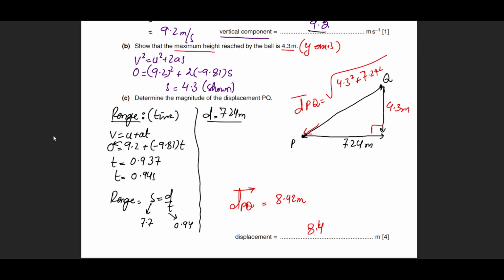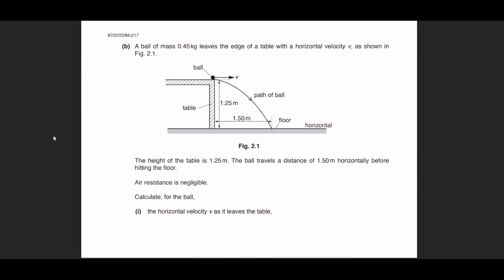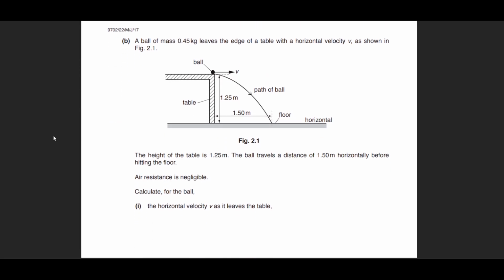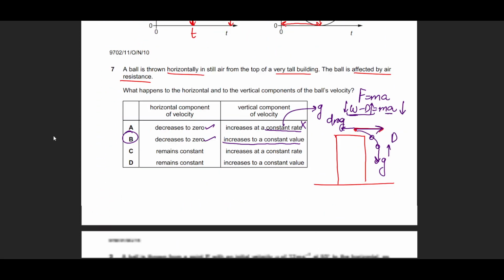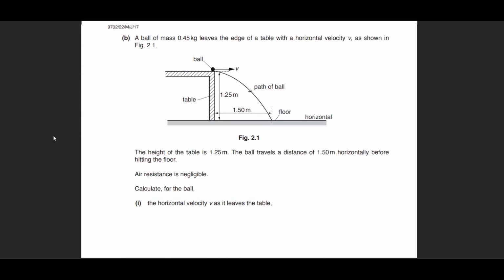So this displacement, the shortest path would be 8.4 meters, right? Moving on to this question. This question is exactly like the example that we just saw about this building. That's why I didn't elaborate on it over here, because we are going to do this question to understand how this is going to happen.